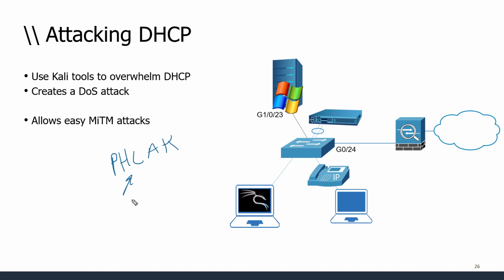We talked about it earlier, right? DORA is the process: discover, offer, request, acknowledge. And then DHCP snooping can be used to mitigate this and say who can send out those offer and acknowledgement messages, right? So remember the DORA process, and remember that clients start it by sending the discover, servers respond with an offer, clients send a request, and then servers respond back with an acknowledgement.